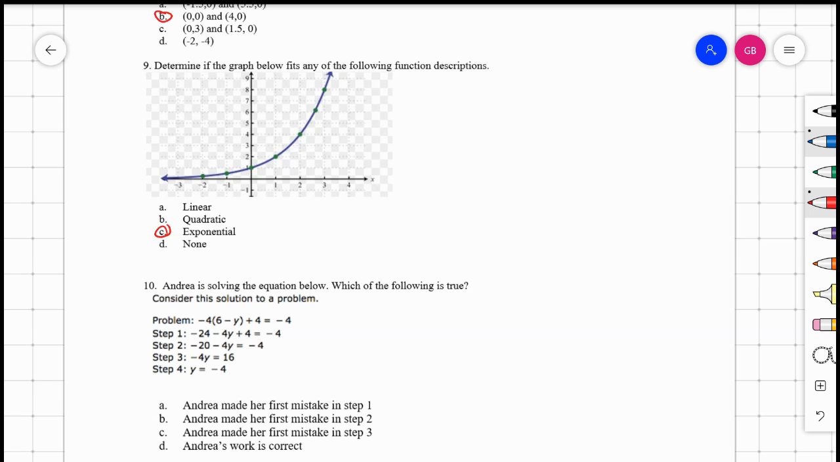Number 10, Andrea is solving the equation below, which of the following is true? Okay, so let's see what Andrea did. Like she distributed. Negative 4 times 6 is negative 24. And negative 4 times negative y, that's actually positive 4y. So that's her mistake right there. Her error is in step 1. She forgot to multiply the negative times the negative. So in step 1.